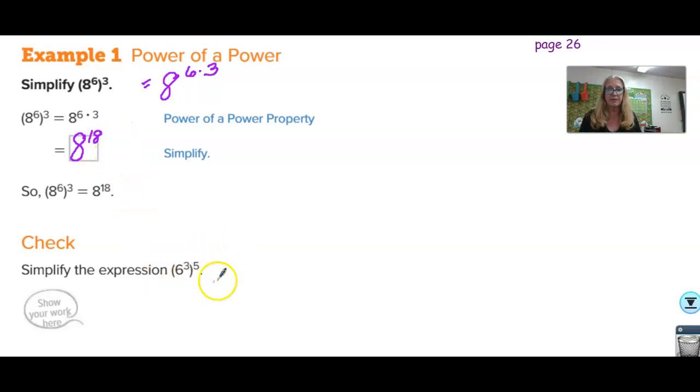All right, here we have another example, the check. This would be 6 to the 3 times 5 power, which would be equal to 6 to the 15th power.